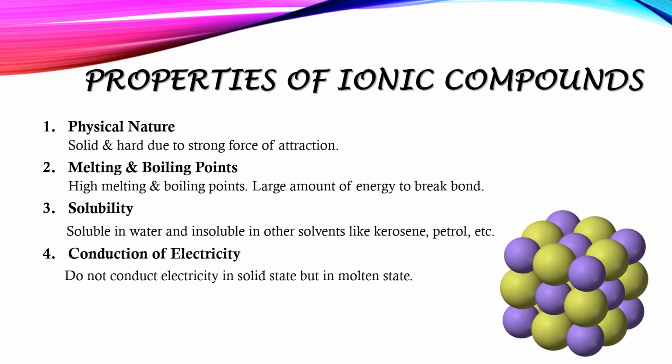Properties of ionic compounds. Physical nature: most ionic compounds are solid and hard due to the strong force of attraction. Melting and boiling points: they have high melting and boiling points because it requires a large amount of energy to break such strong bonds. Solubility: they are soluble in water and insoluble in other solvents.